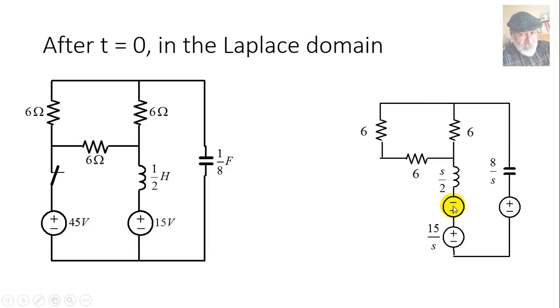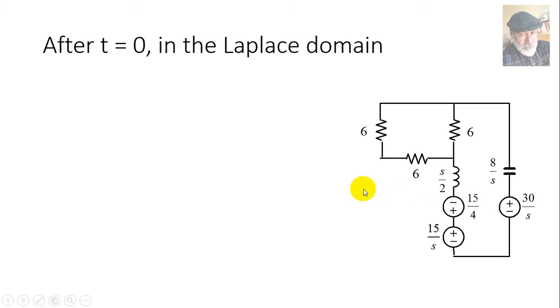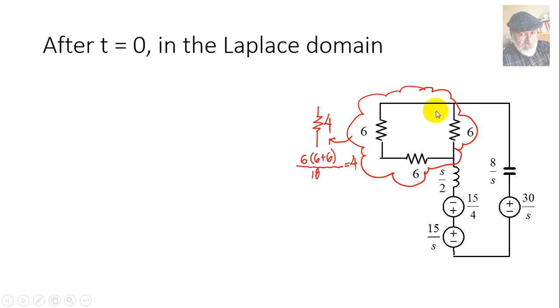This initial condition source would be 7.5 times L, and that is 1/2, which with integer numbers is 15 over 4. That is that value. And this one is the initial voltage in the capacitor, 30 volts, divided by s. We are ready. That is the Laplace transformed circuit of our original one for t after 0. And in there, those three resistors are simplified to a 4 ohm resistor. And we're left with a single series RLC circuit with three sources.